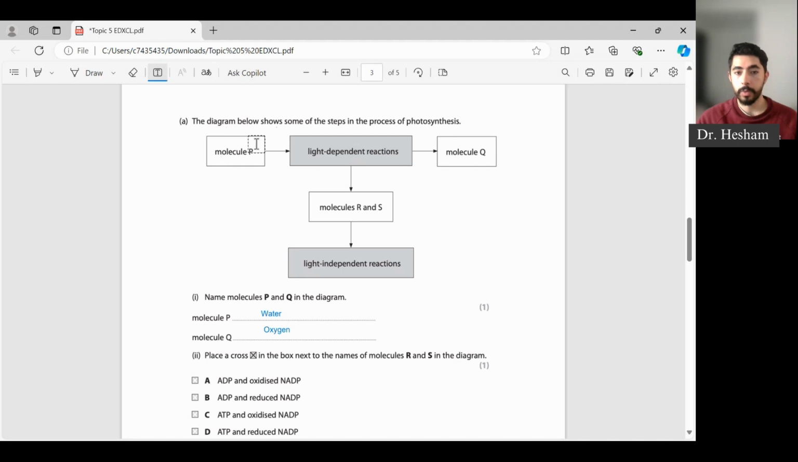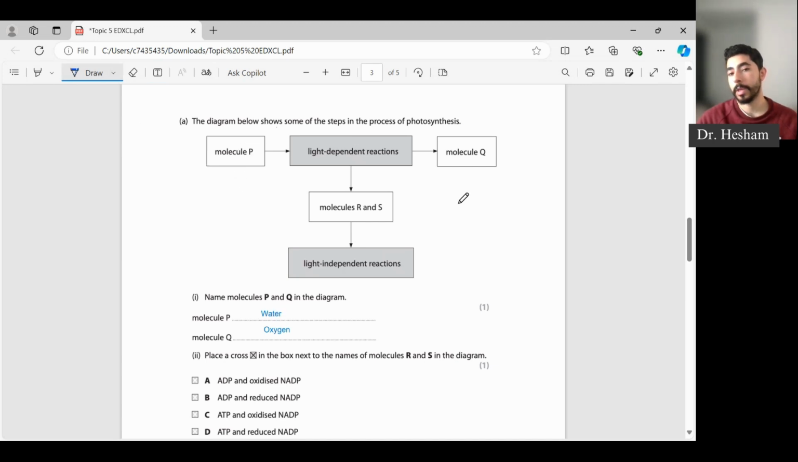All right, so molecule P, you should ask yourself this question. What reactant or what molecule is used up in the light-dependent reaction? So we know that the light-dependent reaction needs water. It does not need carbon dioxide yet. So carbon dioxide is needed by the light-independent reaction, not the light-dependent reaction. Light-dependent reaction requires only water. So this is the only thing that the light-dependent reaction requires. So molecule P should be quite easy.